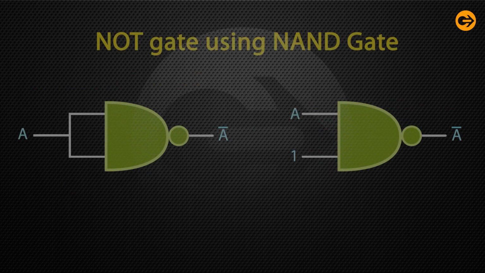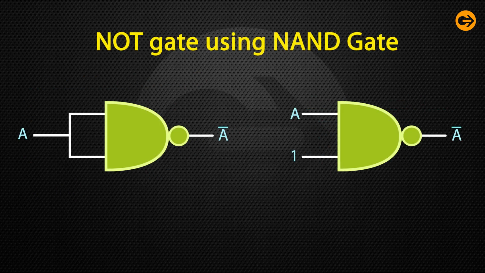Now let us see what is NOT gate using NAND gate. NOT gate has only one variable which is A. Now applying A to both the inputs of NAND will generate A bar. Also if one input is A and another input is 1, then it will generate A bar.